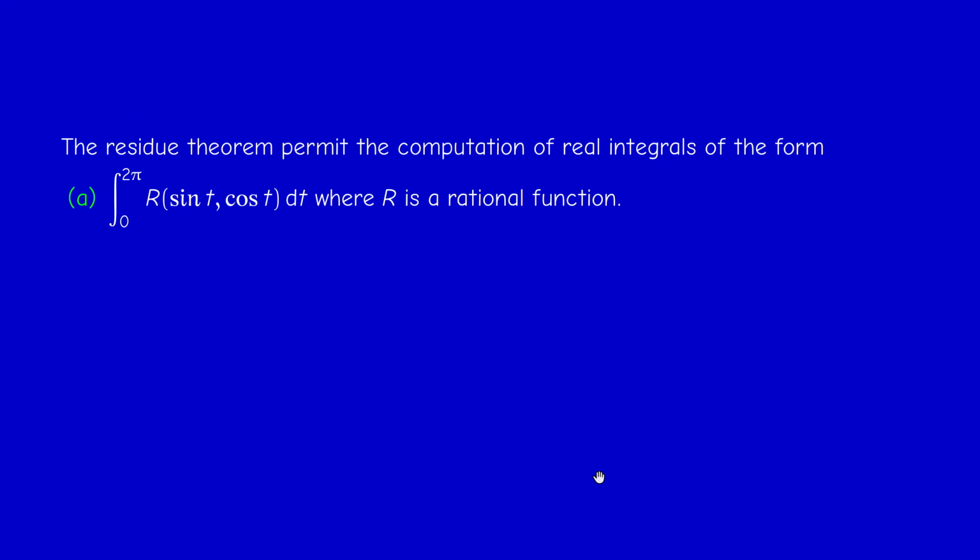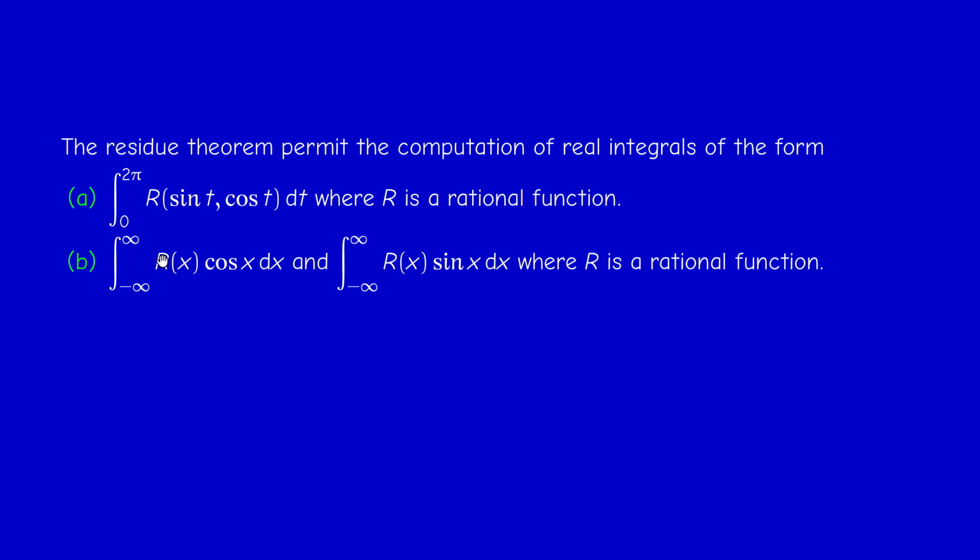In general, the residue theorem, used properly, permits us to compute integrals of very general form. Here we took tangent, which is sine over cosine, but we can take any rational function of sine and cosine, so a polynomial over a polynomial in sine and cosine. We can also use the residue theorem to compute improper integrals of this form: a rational function times cosine, and a rational function times sine, from minus infinity to infinity. And we can also compute the integral of a rational function from minus infinity to infinity.